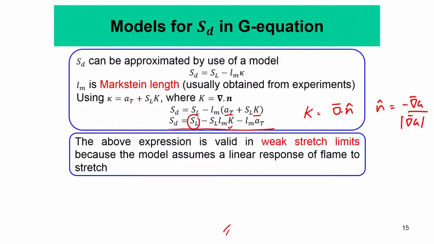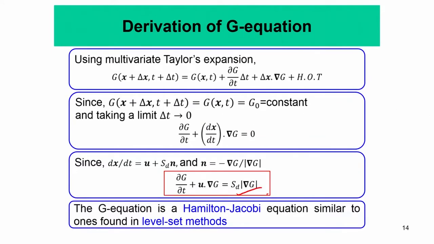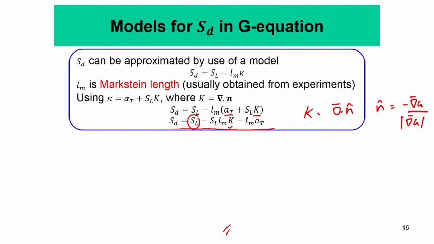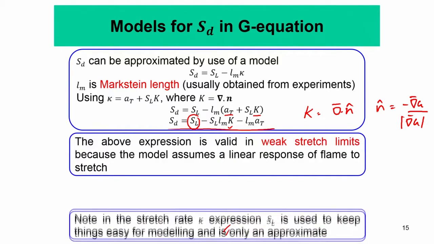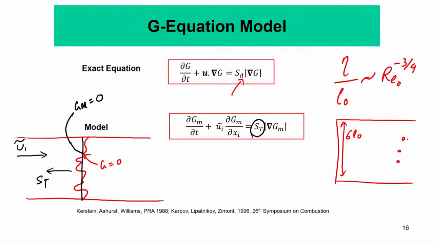And once again, we need to put some inputs into the G equation, which came from our previous models, where S_D can be the local input into the G equation. That is, this needs to be input as a model, and we showed that it depends, to leading order, on the planar laminar flame speed, and then of course on the curvature and the tangential strain rate. Of course, this was in the weak stretch limit.